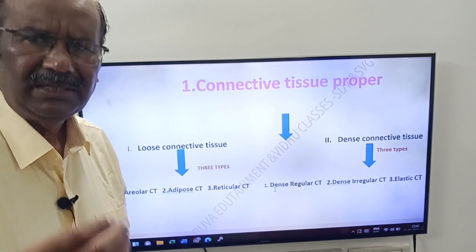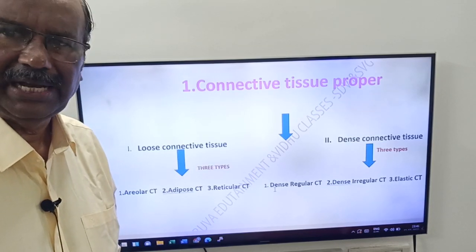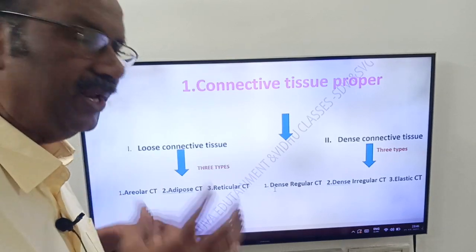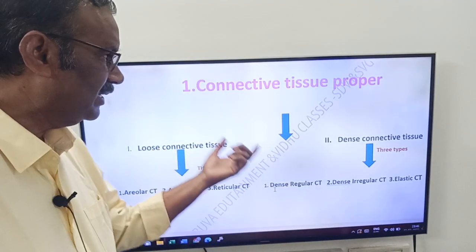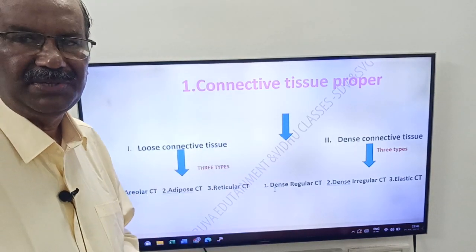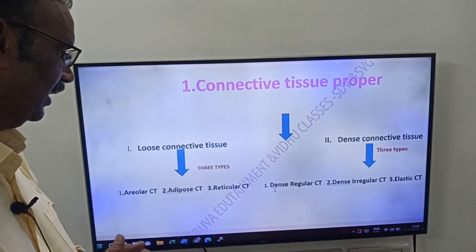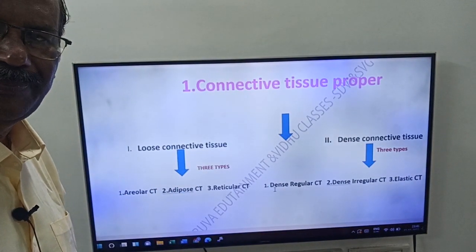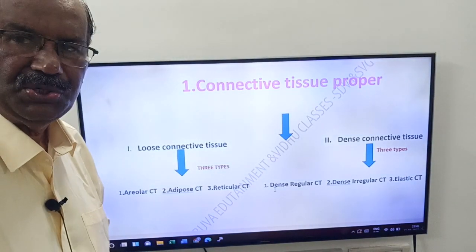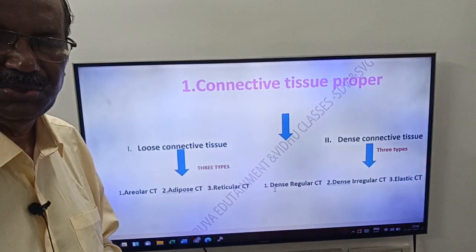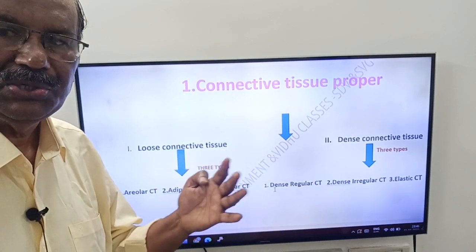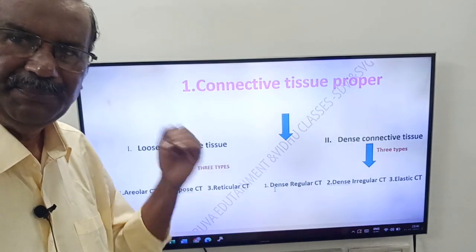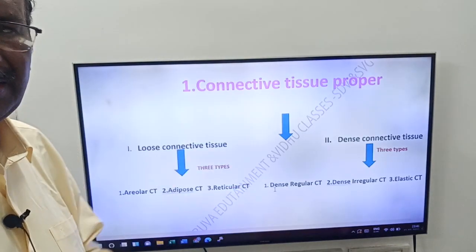Here we are using connective tissue proper, CTP: loose connective tissue proper and dense connective tissue proper. Now these loose and dense connective tissue proper further divide into 3 types each. Loose connective tissue is of 3 types: areolar connective tissue, adipose connective tissue, reticular connective tissue.